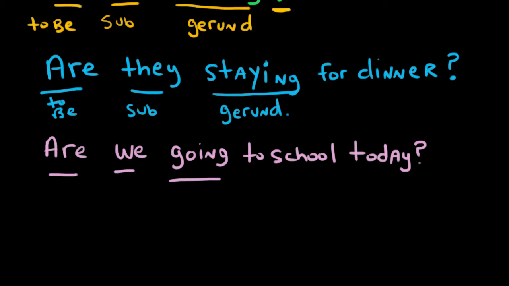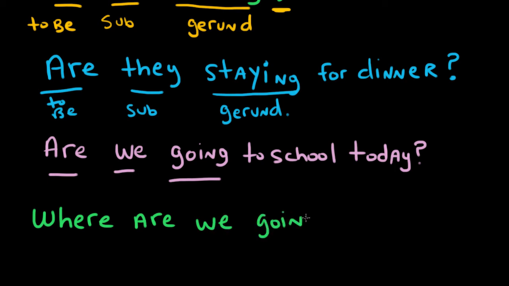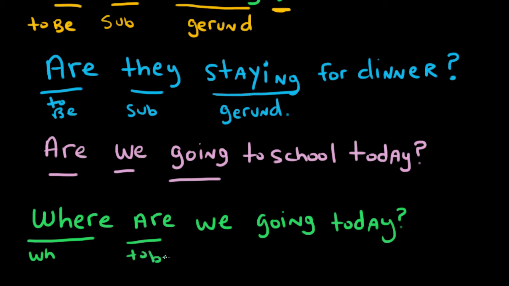Now, if we add a WH question, we will add it before the to be verb. So it will go like this. Where are we going today? If we want to add the question word, it goes here. WH question word, to be verb, subject, and the verb in the gerund. That's how we make a question in the present continuous using WH question words.